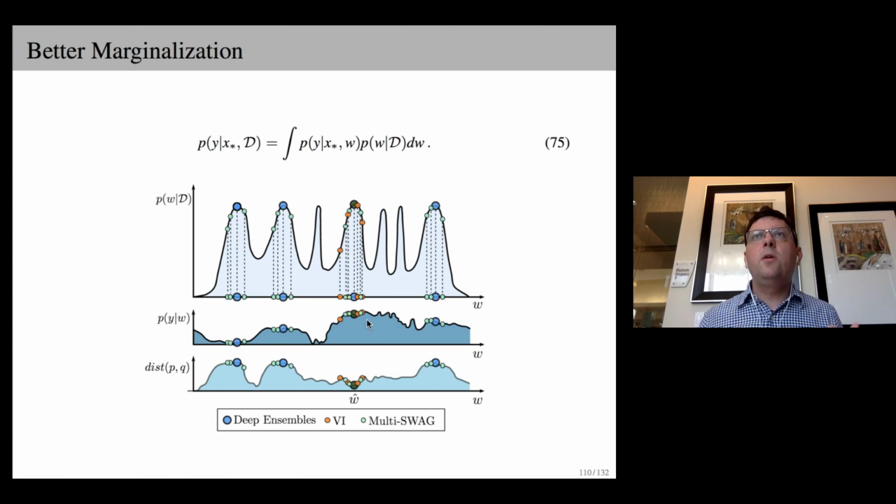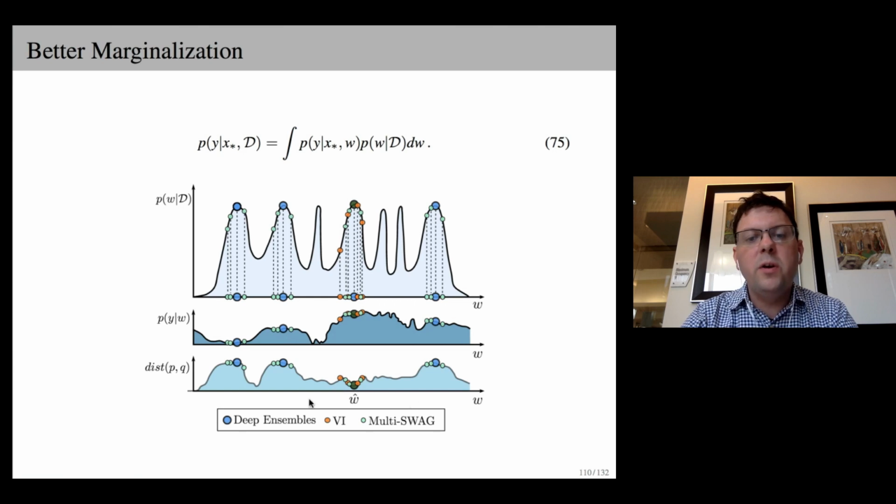Now, with a deep neural net, there isn't a lot of functional variability within a single basin of attraction compared to between different basins of attraction. So we can see that conceptualized in this second row, where we see that p(y|w) doesn't change very much within a basin, but it changes a lot between the basins.